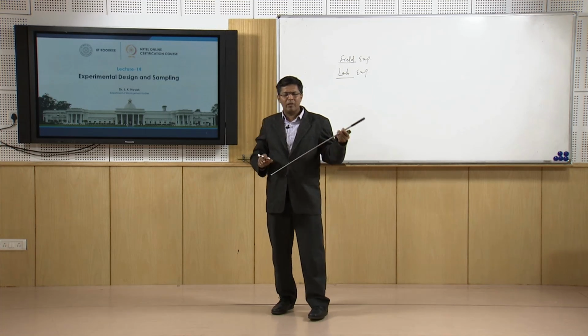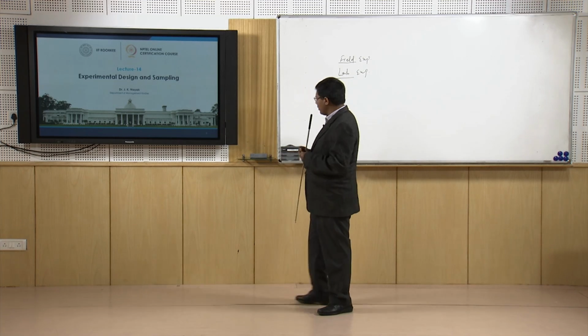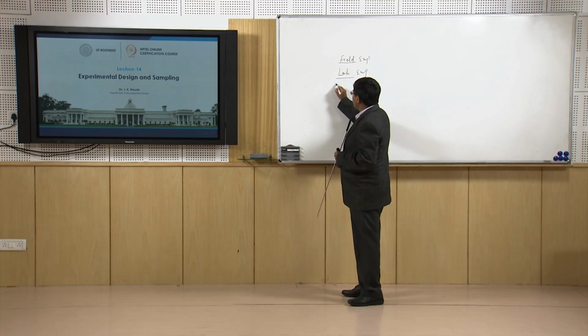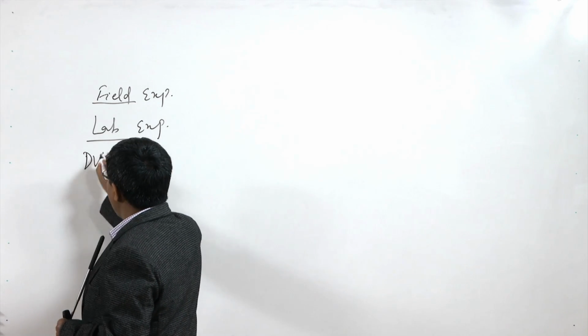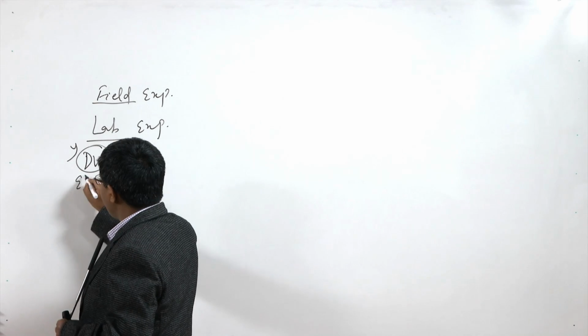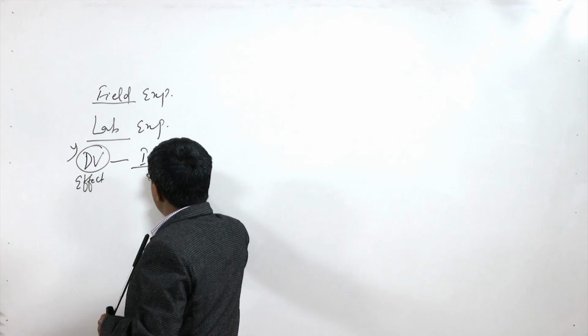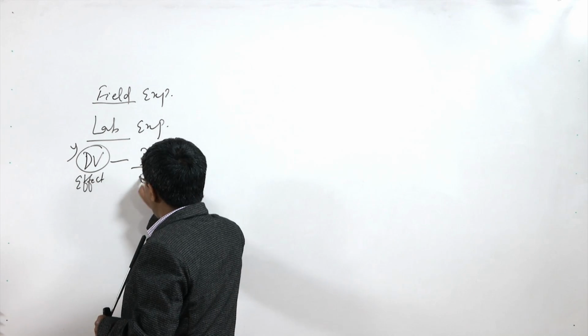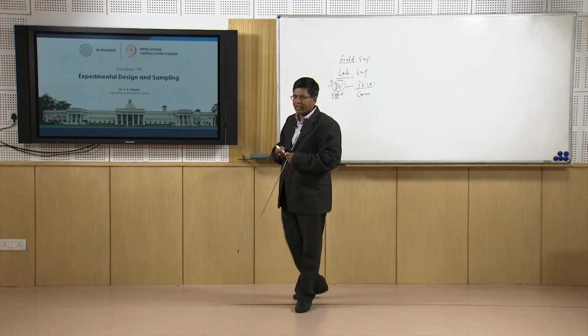So, you can experiment to see how a variable affects another, and the variables we spoke about were the dependent variable and the independent variable. The dependent variable is the y, which we say is the effect, and the independent variable is the x, which we say is the cause. So, this is the cause which affects, and that is the effect.